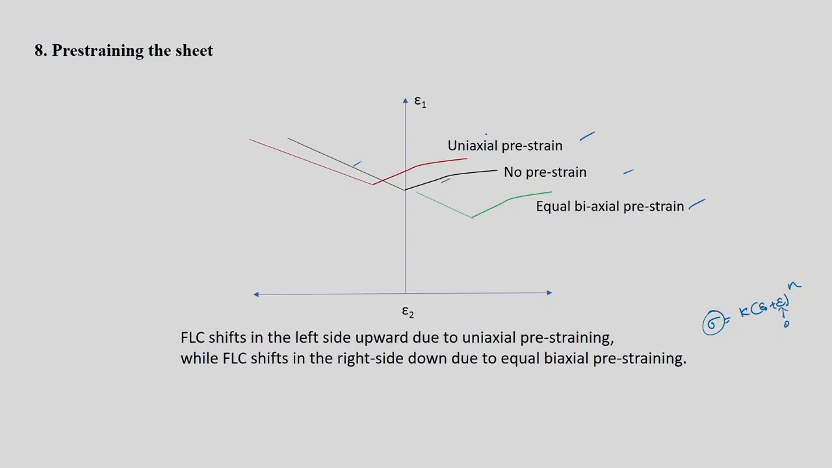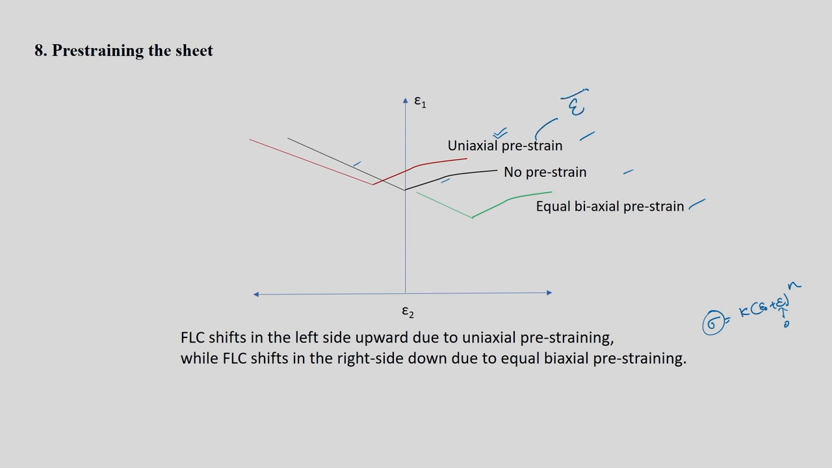But you can purposefully pre-strain it in two different ways. Let us say, for example, you are using uniaxial pre-strain. Uniaxial pre-strain means you take that material and you pre-strain it in the strain path coinciding with uniaxial type of deformation up to a particular strain, up to a particular epsilon bar, let us say.